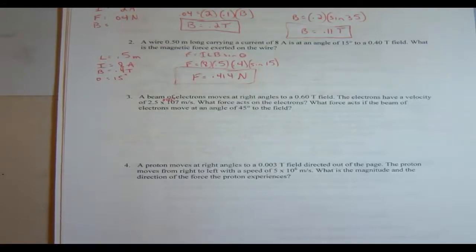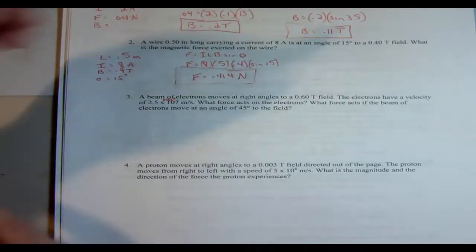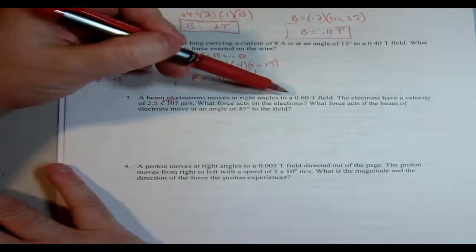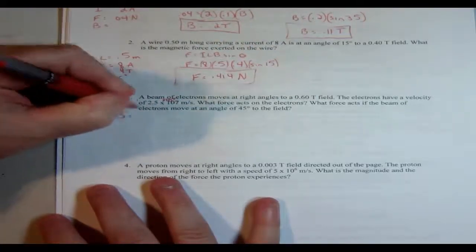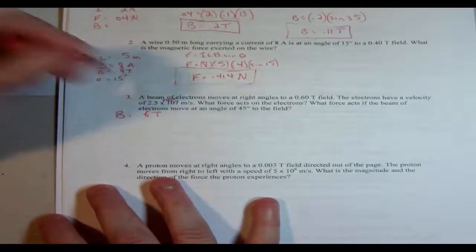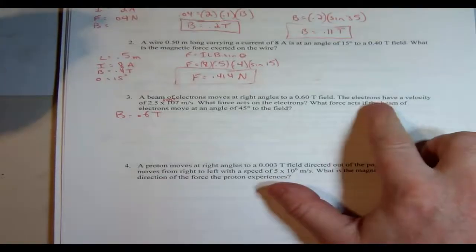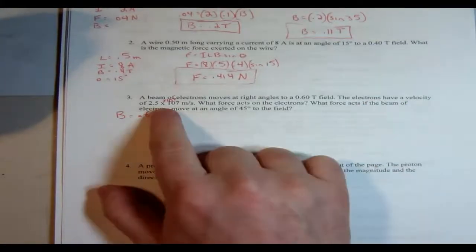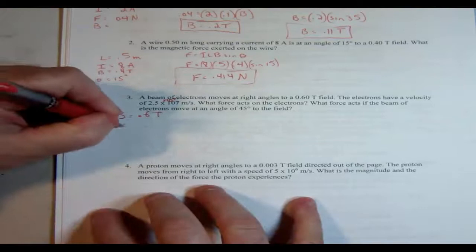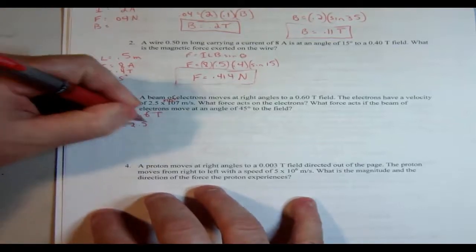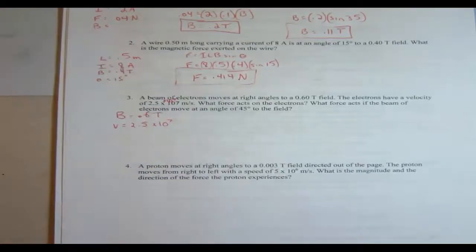Okay, so as we always do, every question, before we freak out, we write down what we got. So I see first off the magnetic field because it's in Teslas, right? So I'm going to put B equals 0.6 Teslas. Electrons have a velocity of this. So next I'm going to put velocity equals 2.5 times 10 to the 7.